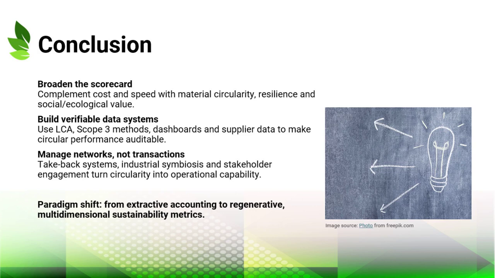Finally, circularity requires managing networks, not only transactions. Take-back systems, industrial symbiosis, supplier engagement, and stakeholder collaboration turn circular ambition into operational capability. The paradigm shift is from extractive accounting to regenerative, multi-dimensional sustainability metrics. When managers change the scorecard, they make circular decisions visible, auditable, and strategically defensible. That is the practical takeaway from Chapter 14. The message is deliberately practical.